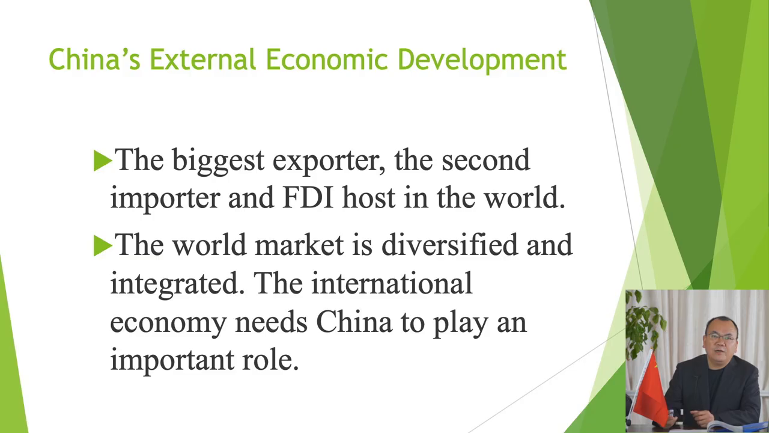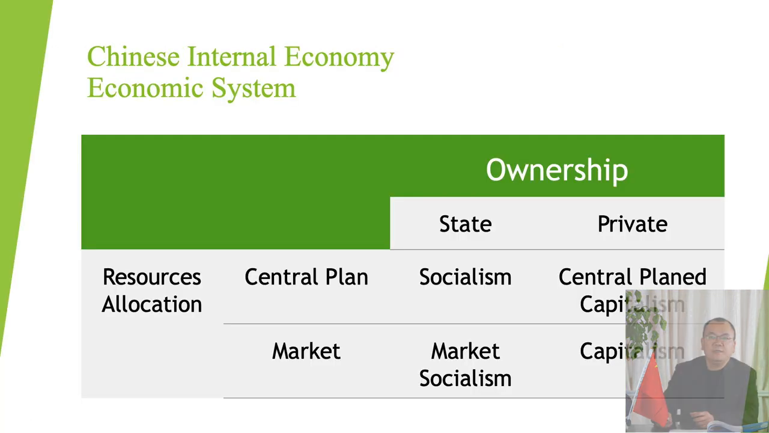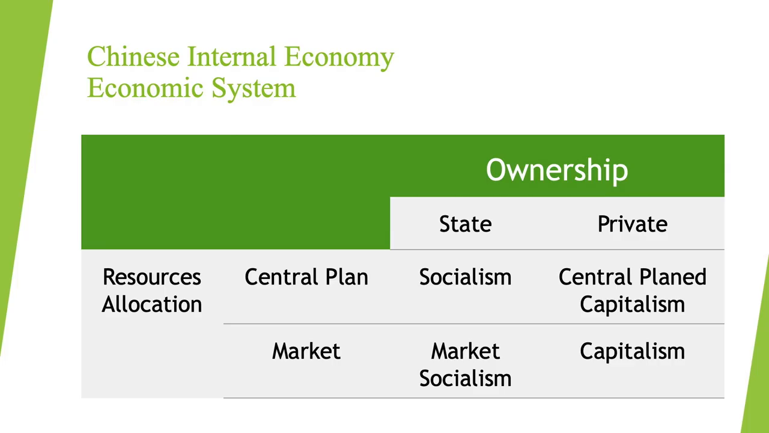So when we discuss a country's economy, we must also discuss its economic system. We have so many countries in the world, and different countries may have different economic systems. According to some research, we can differentiate the economic system according to 2 dimensions: property ownership and resource allocation. For property ownership, we mainly have public and private. For resource allocation, we have central plan and market mechanism.